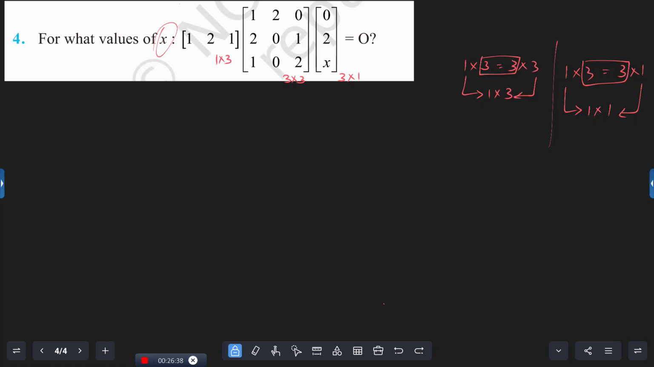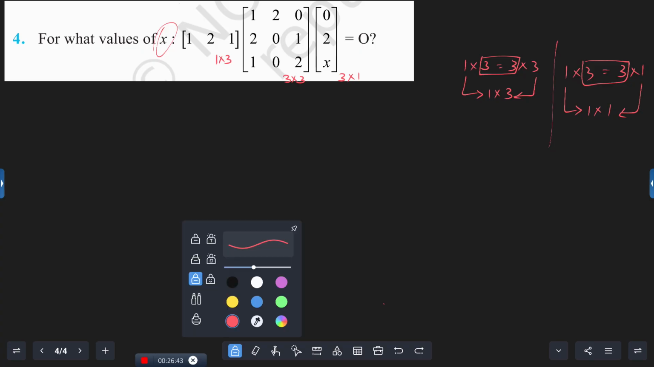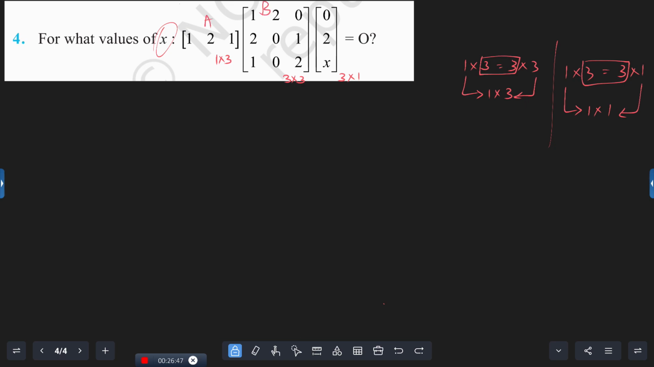Okay, shall we check for now? First two you take, or else you give a name. This is A matrix you take, B matrix you take, C matrix you take. Take the name, then you multiply. Let A matrix equal to the row 1, 2, 1, and B matrix equal to 1, 2, 1, 2, 0, 0, 0, 1, 2, and C matrix equal to 0, 2, X. That's it. Now you have to check the AB matrix.